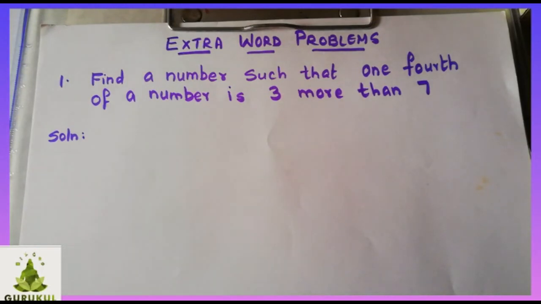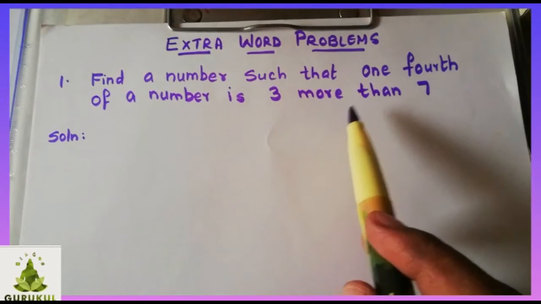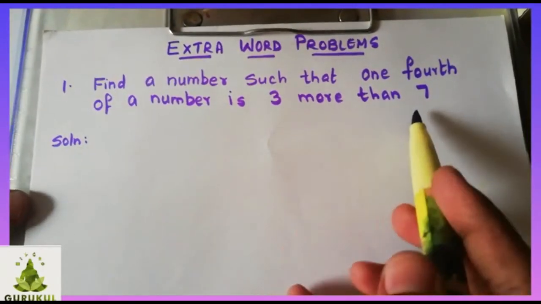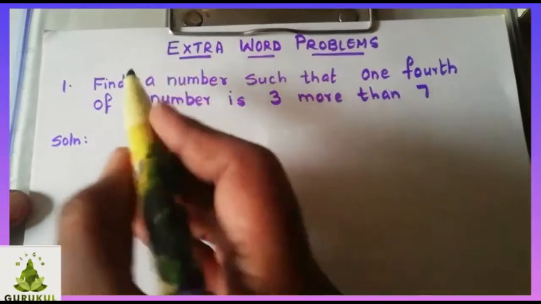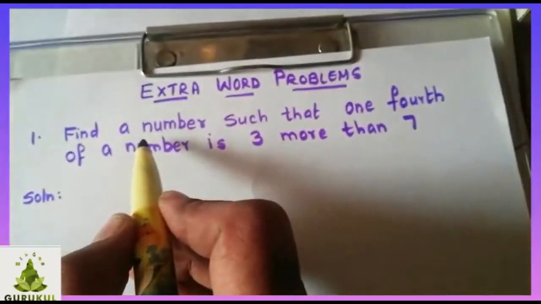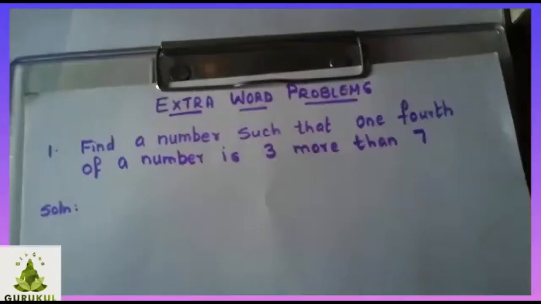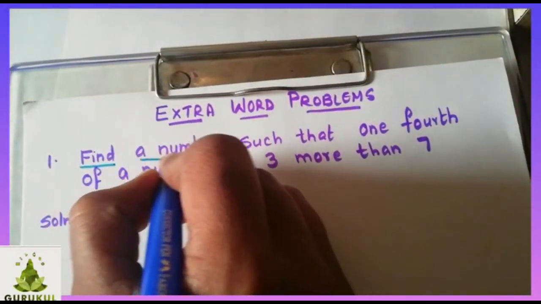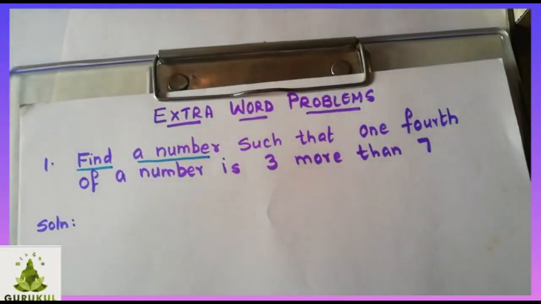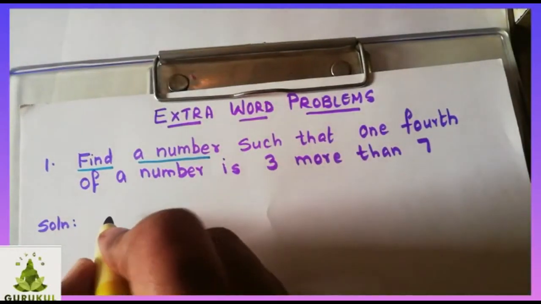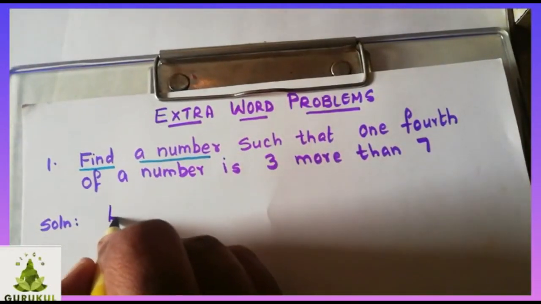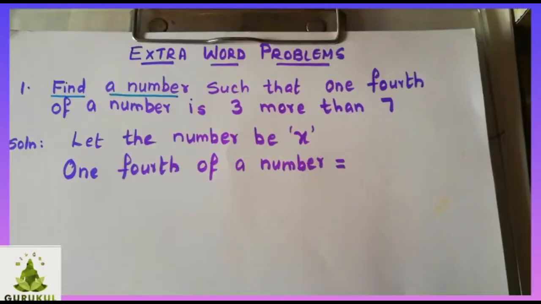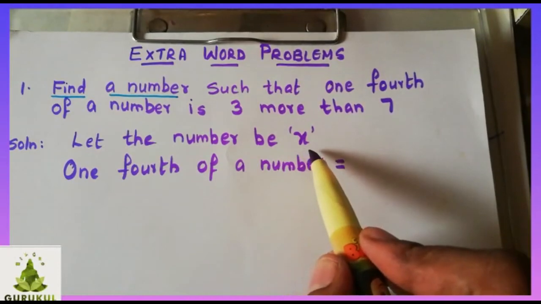Now let's see the first one. Find a number such that 1/4 of a number is 3 more than 7. This is the first part: find a number. So I will mark that first. You have to find a number. Now we don't know what the number is, so I am taking it as x. Let the number be x.